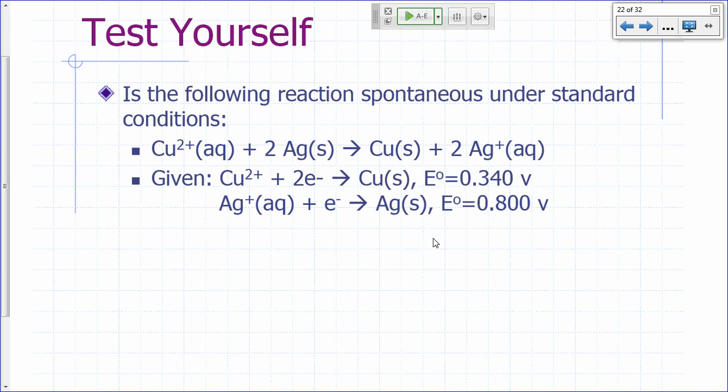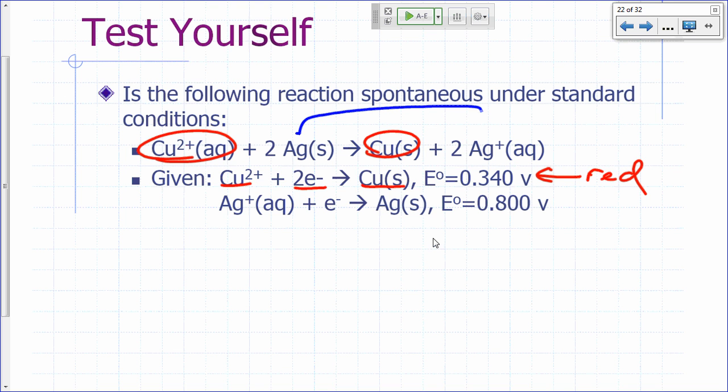So let's take a look at this one. Is the following reaction spontaneous under standard conditions or not? What are the half reactions here? Copper ions end up being copper solid. Electrons on the left, so is this oxidation or reduction? That's reduction, right? Now, what do I do for silver to silver plus? My reduction potential for copper here is plus 0.34 volts.